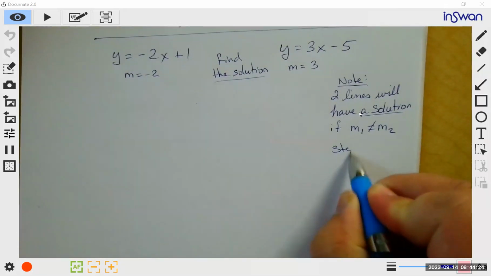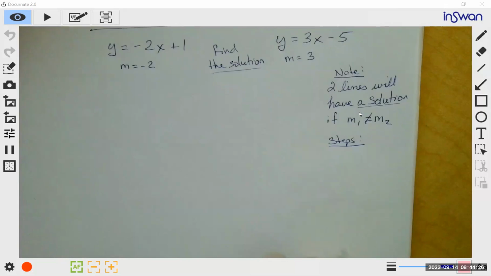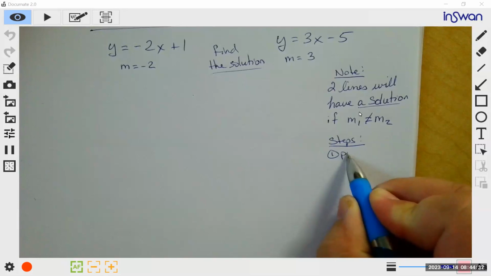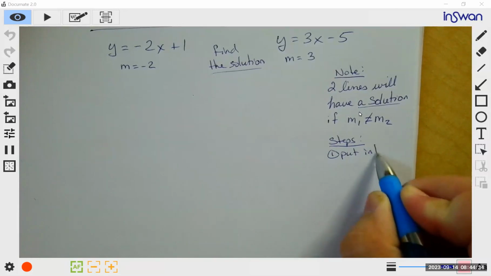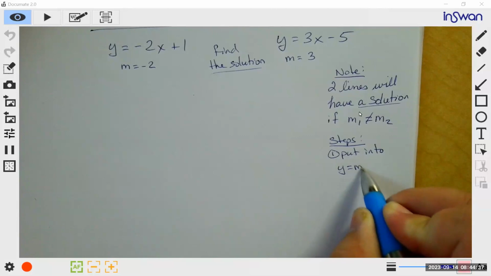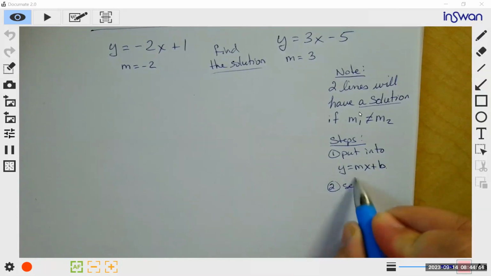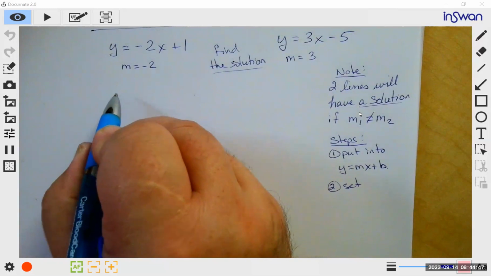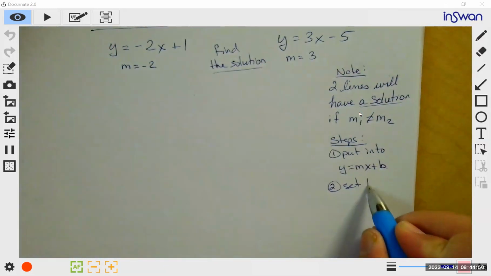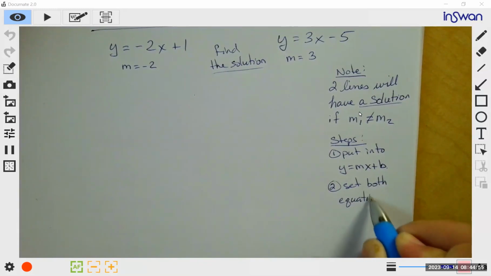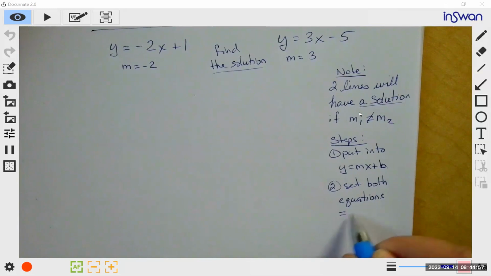So here are your steps. Put into y equals mx plus b. So we have y equals mx plus b. Set both equations equal to each other.